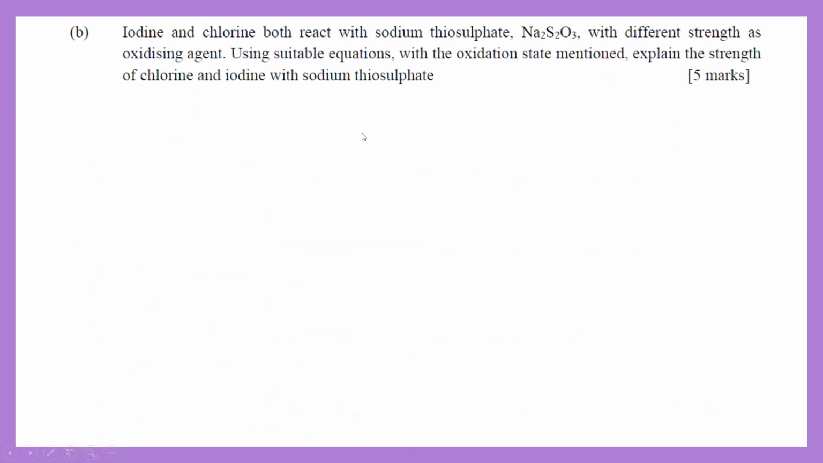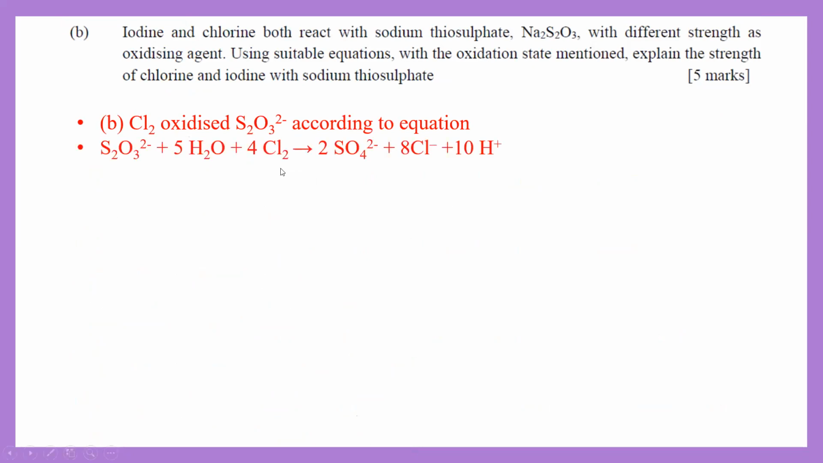Then we are going to go to 3b. Iodine and chlorine both react with sodium thiosulfate using different strengths of oxidizing agent. So using suitable equations with the oxidation states mentioned, explain the strength of chlorine and iodine with sodium thiosulfate. So chlorine oxidizes S2O3 2 minus according to the equation S2O3 2 minus plus 5H2O plus 4Cl2 gives 2SO4 2 minus plus 8Cl minus plus 10H plus.